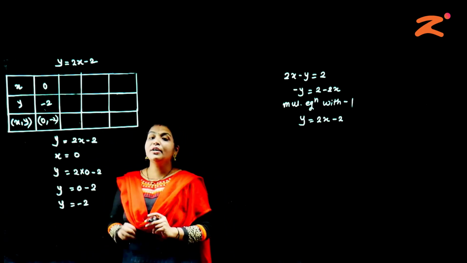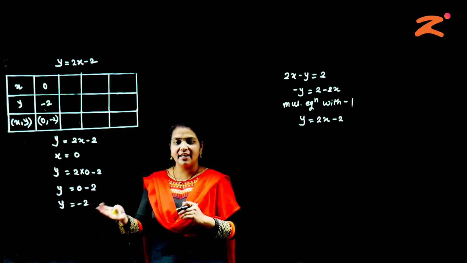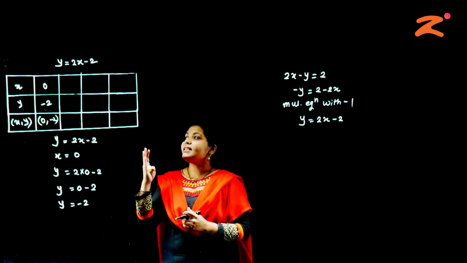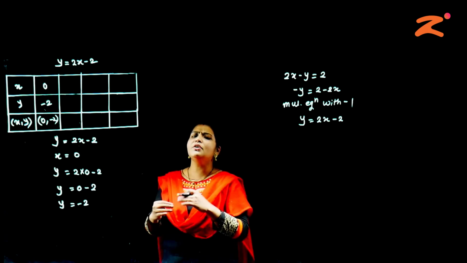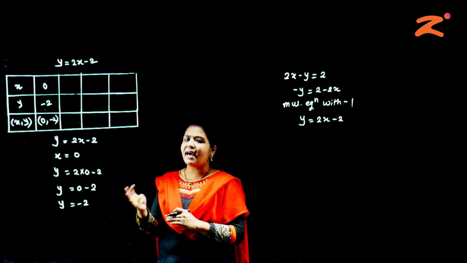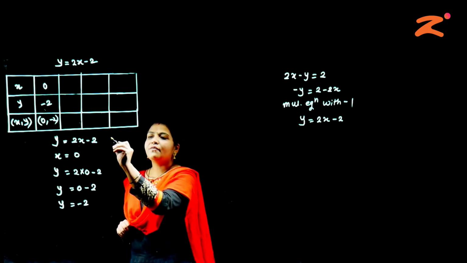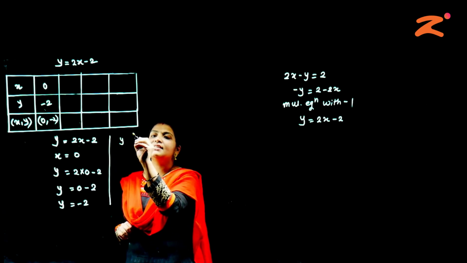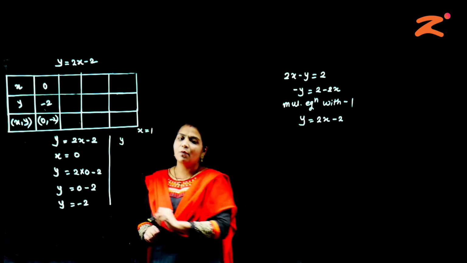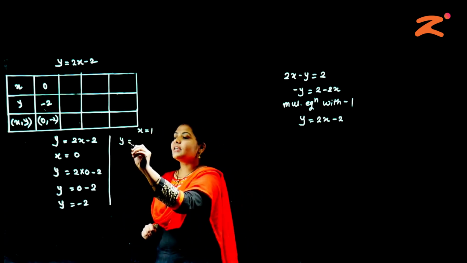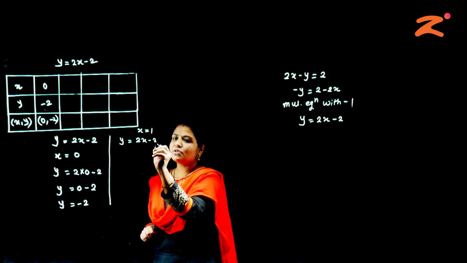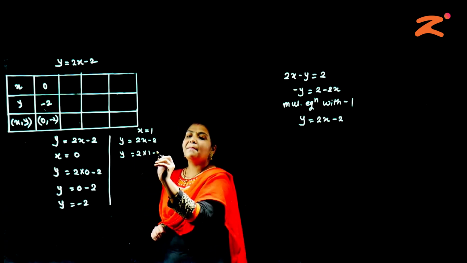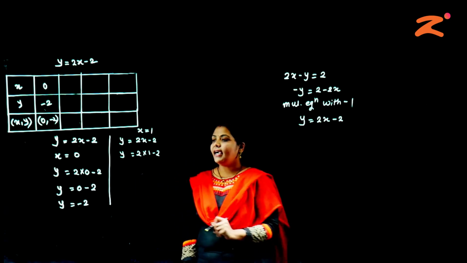Understood? Now we are going to choose another value for this equation. What are we going to take as the next value? x equals, we'll put 1. It is as simple as 0. So here, instead of x equals 0, we are going to put 1. Here y equals 2x minus 2. y equals 2 into 1 minus 2. 2 into 1, that is 2.